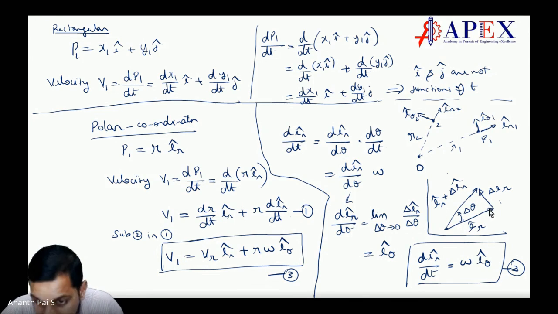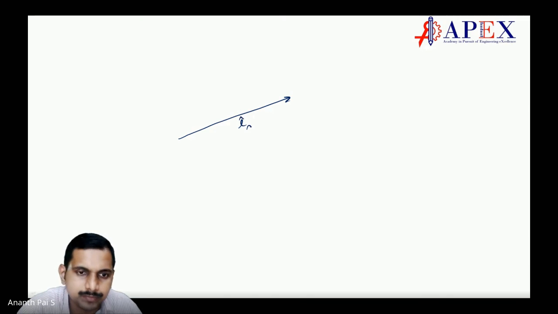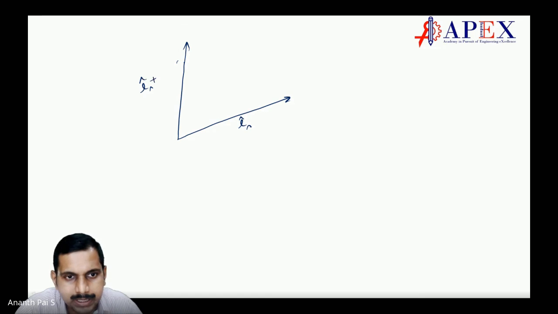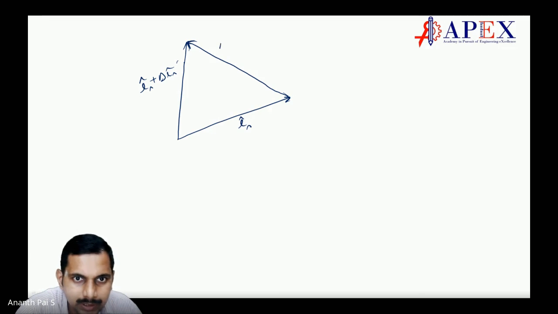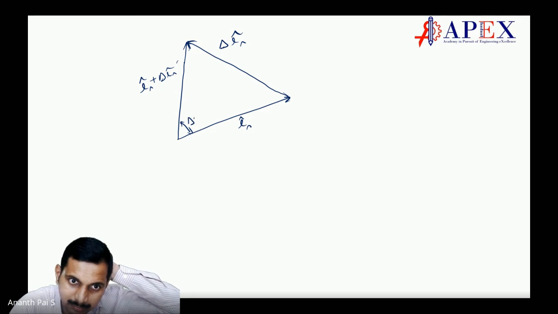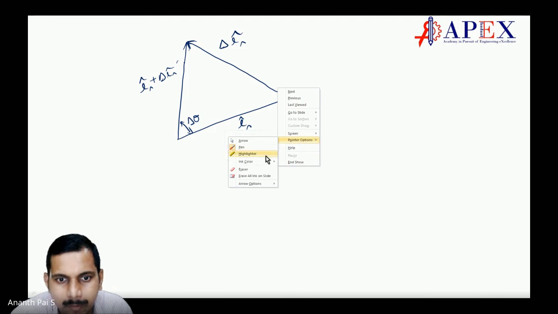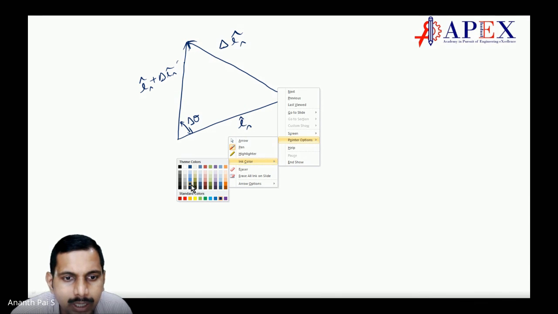Now let me explain in the next slide. For example, say this is er and say this is e theta. Let us have a big angle. Let this be er plus delta er. What is that? This would be delta er, correct? Now this delta theta is very big. Now make it smaller. Let us move the same thing, next point, with a lesser color. Okay, let us go with this.